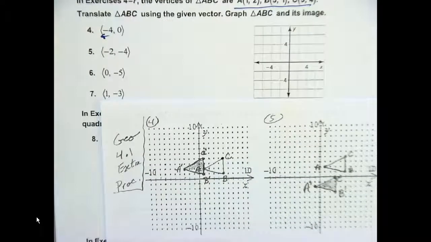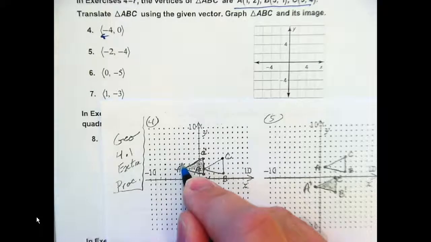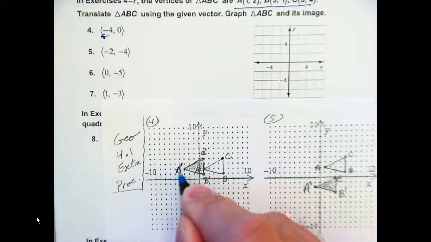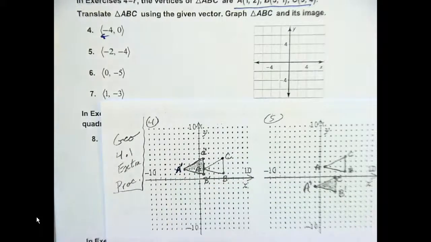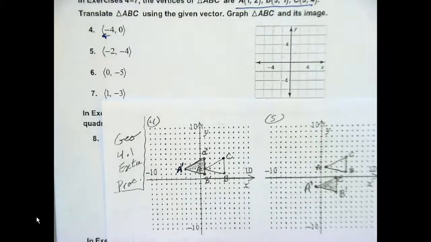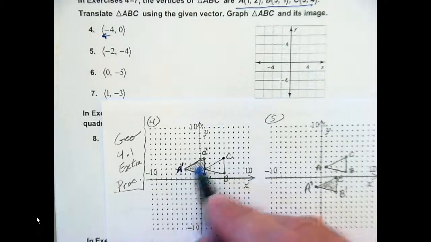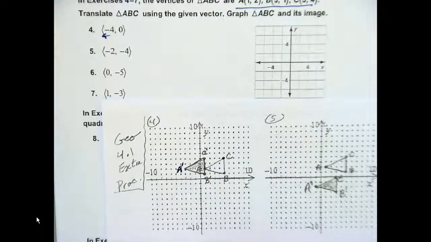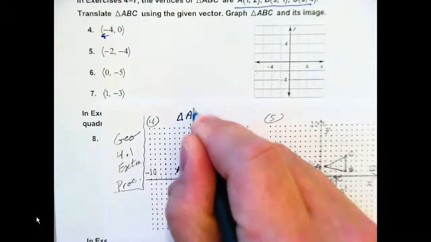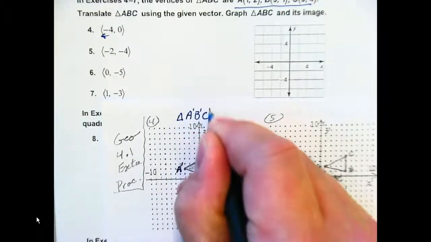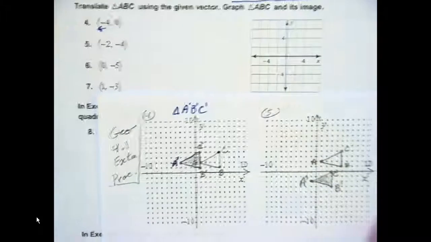Yeah, Alex? So, what's the prime symbol? The prime symbol is just this little mark above it. So A prime would look like that. We'd just have a little tick mark up there. Okay? A prime, B prime, C prime. So we call that triangle A prime, B prime, C prime. No relation to Optimus.